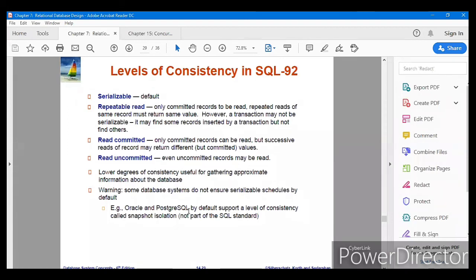Warning, some database systems do not ensure serializable schedules by default. So we need to incorporate all the protocols of concurrency to maintain serializability, to convert them into conflict serializable schedules, to recoverable schedules, and preferably cascadeless.